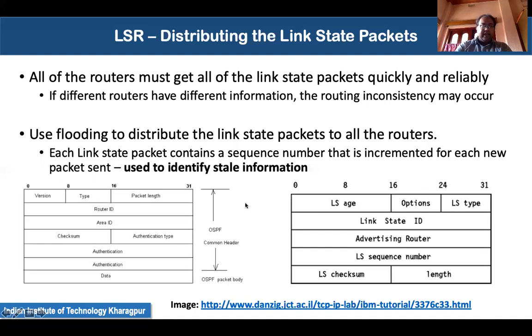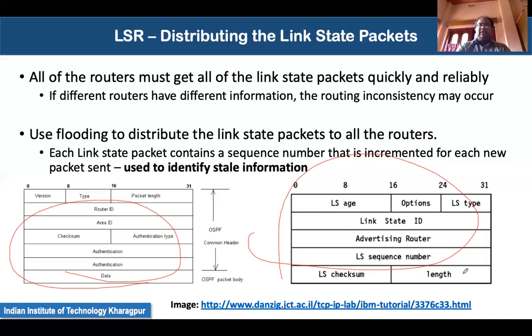Here you can see an example of a typical link state packet. The right-hand side diagram shows a typical link state packet, and the left-hand side shows the packet corresponding to the OSPF protocol. Here you can see the link state age, the packet type, the link state ID, the advertising router, which is the router advertising the information, the sequence number of the packet, the checksum, and the length of that link state information.